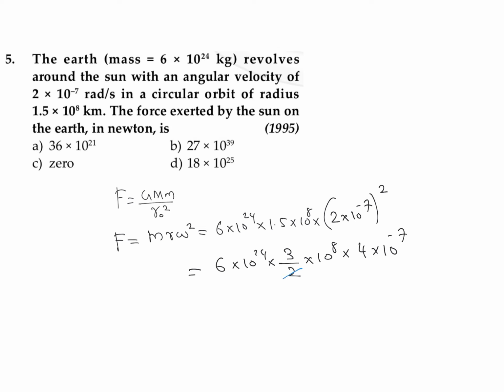So this 2 and this 4 get cancelled, and we get 2. So this is going to be 2 and 3, it is 6, 6 × 6 will be 36. So I get the answer is equal to 36 × 10^21.